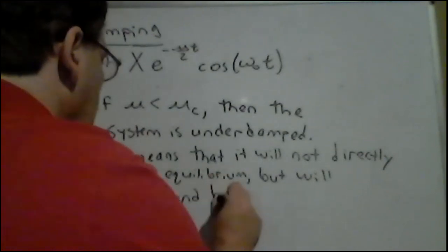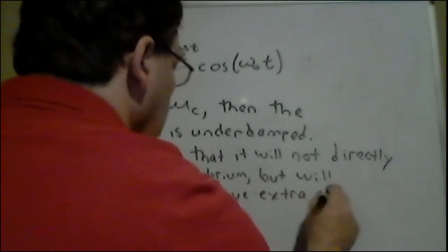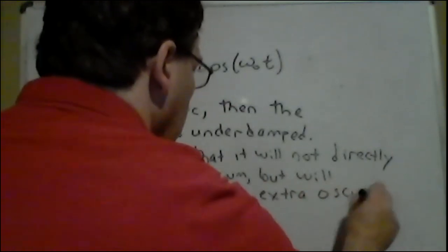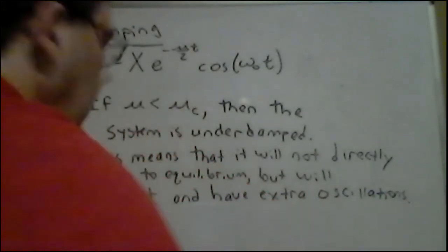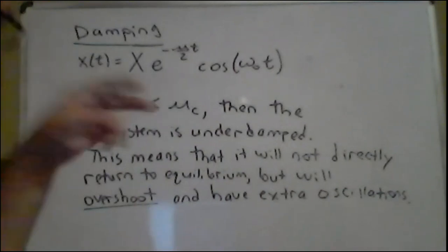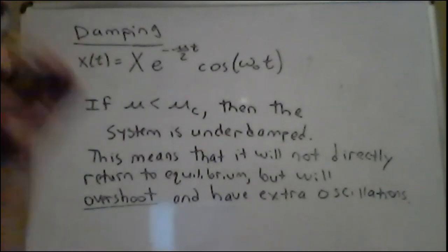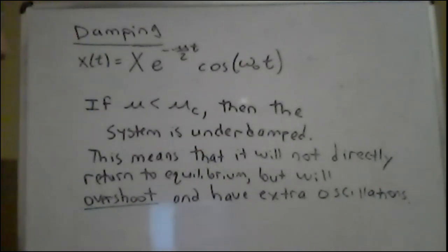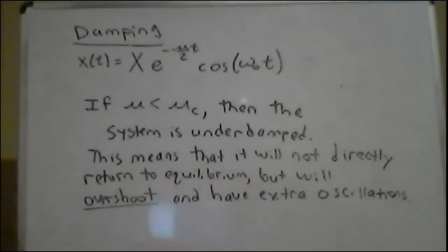And have extra oscillations. Typically, when your suspension is about to give out, your mu is less than mu critical. So you will overshoot. You'll have one or more extra oscillations when you hit a bump in the road. The bump in the road does what? It compresses your spring so that you would go back and forth, right?